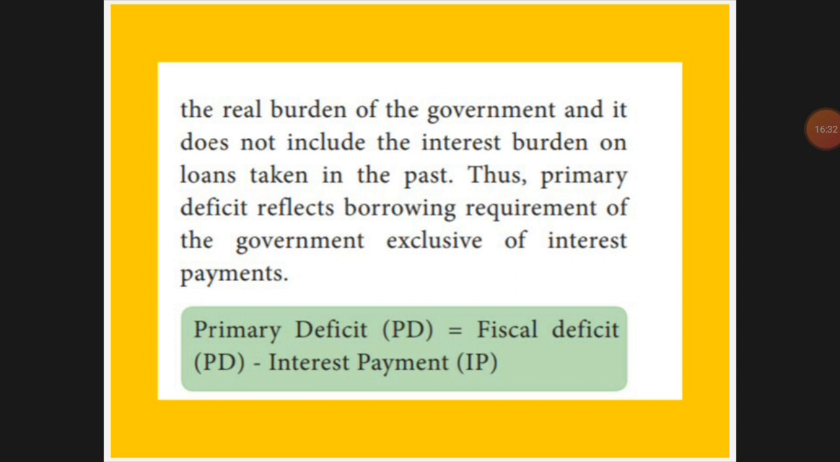The formula is primary deficit, PD, equals fiscal deficit, FD, minus interest payment. Whatever loan interest we are paying, if it is more, that can also be included here. So these are all about the budget.